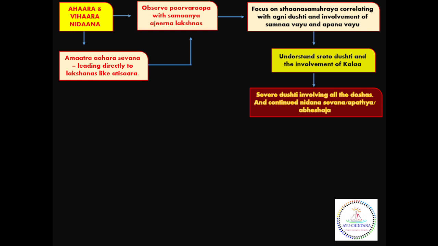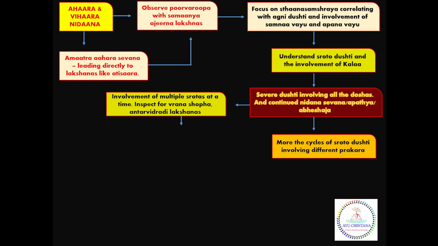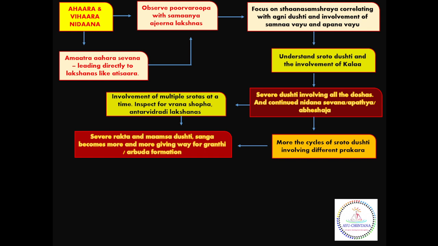There is one point we need to consider here very much: involvement of multiple Srotas at a time. Inspect for the Vrana Shopha and Antra Vidradi Lakshanas as well. More the cycles of Sroto Dushti involving the different Prakara. Finally, there is severe Rakta and Mamsa Dushti. Sangha becomes more and more, giving way for Granthi or Arbuda formation. So this is how the complete picture can be.